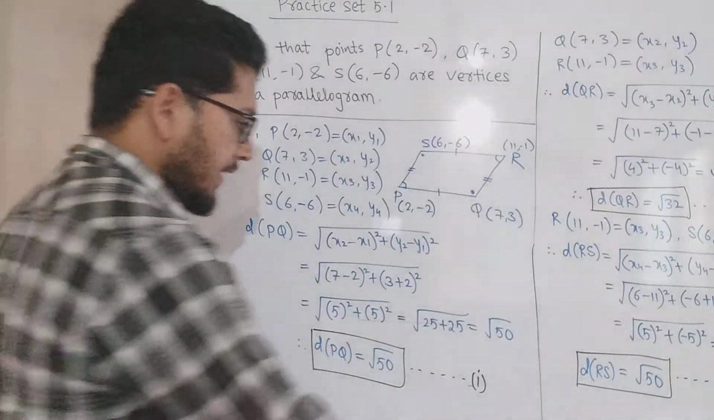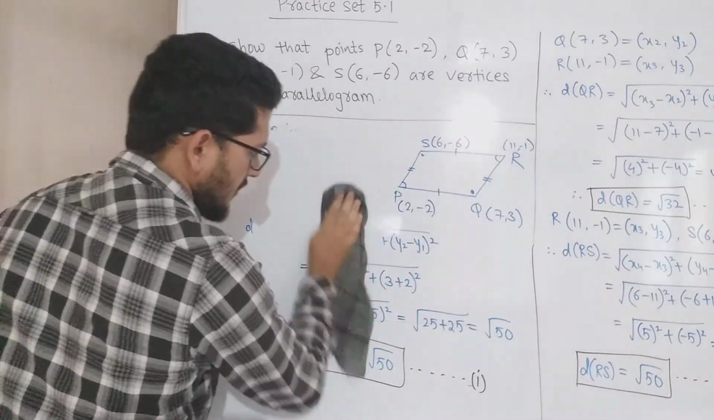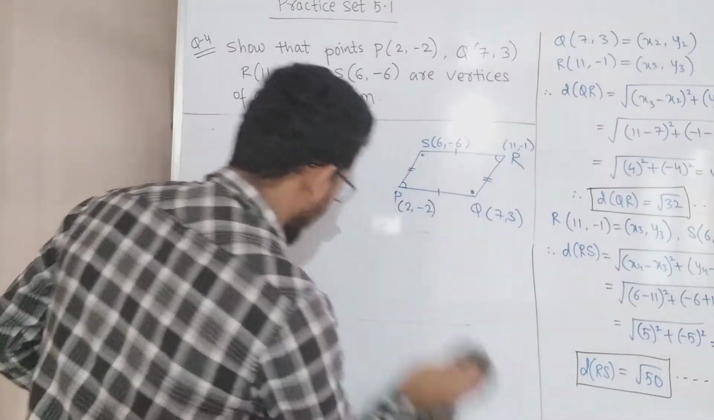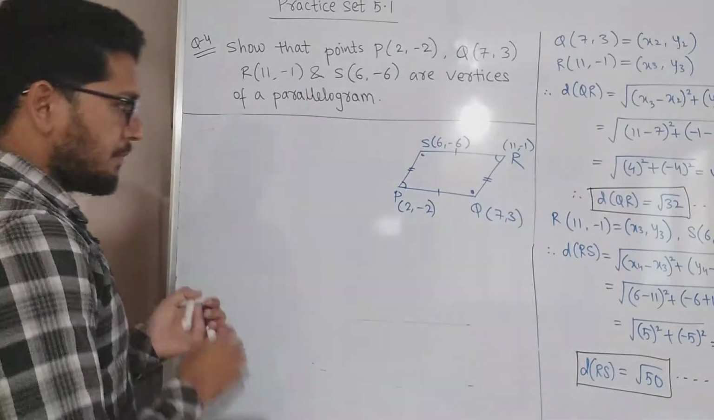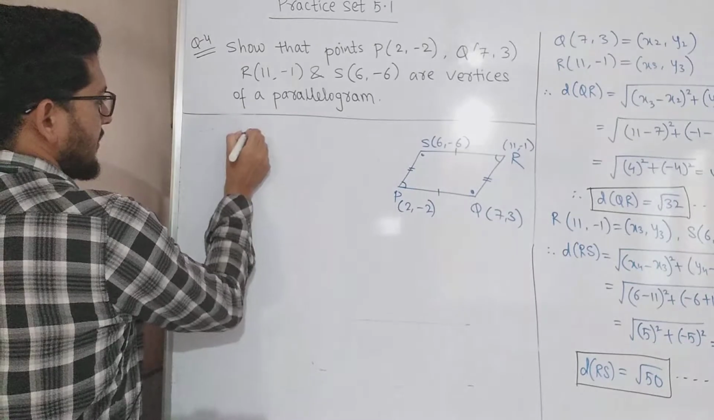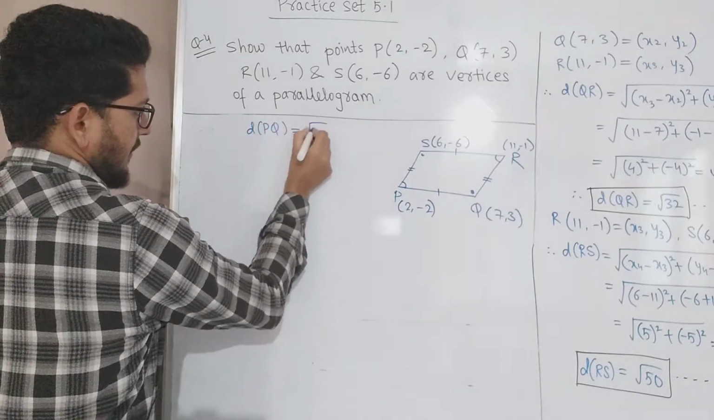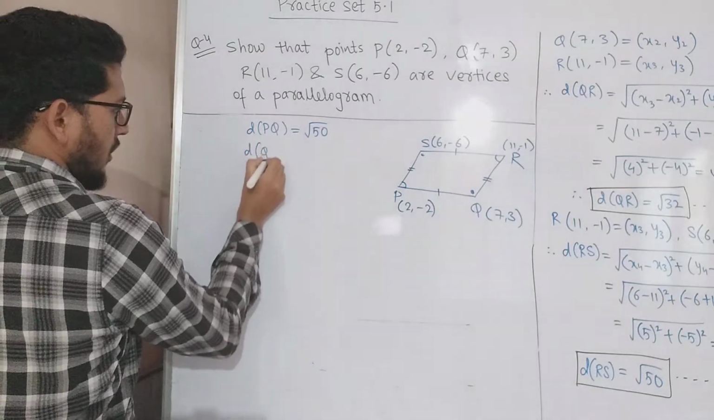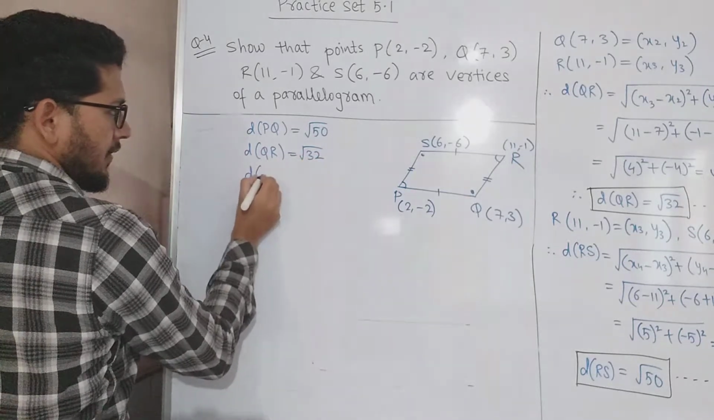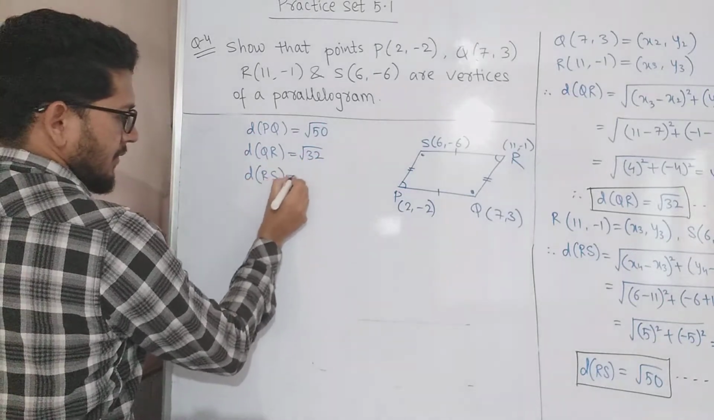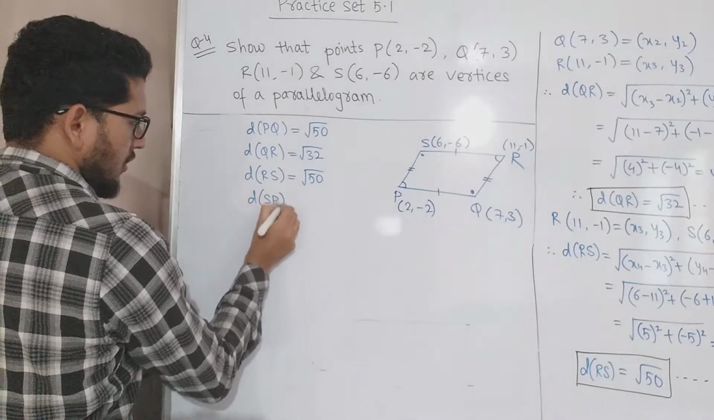So how will we write here? So first we will write distance of PQ. What we have got? Distance of PQ we have got root 50. Then distance of QR we have got root 32. Then distance of RS we have got root 50 and finally distance of SP we have got root 32.